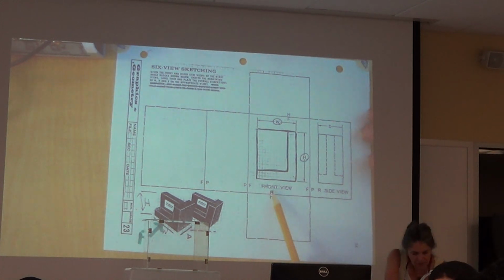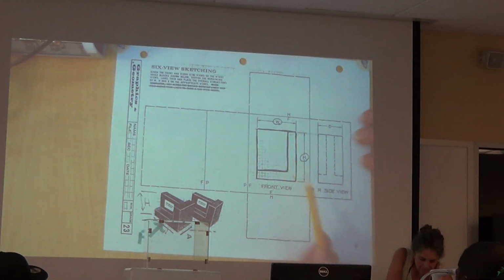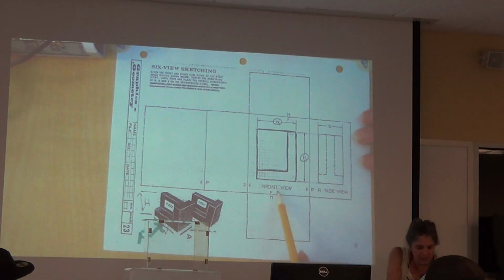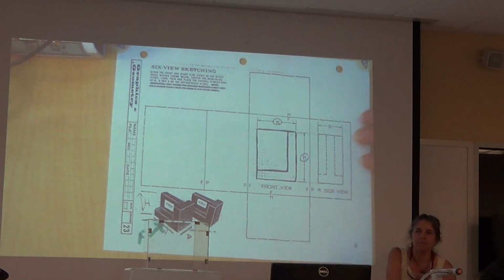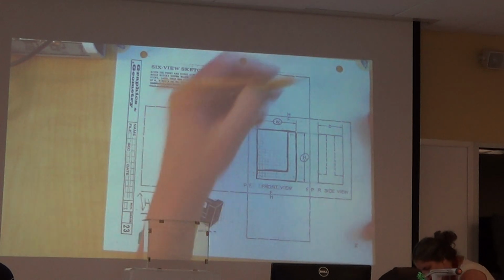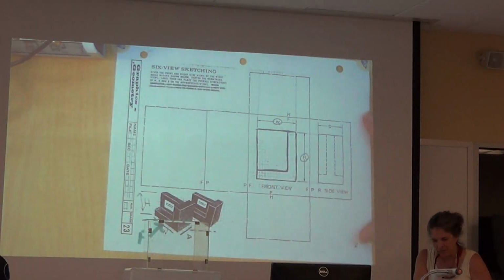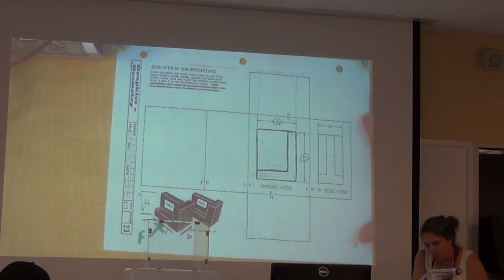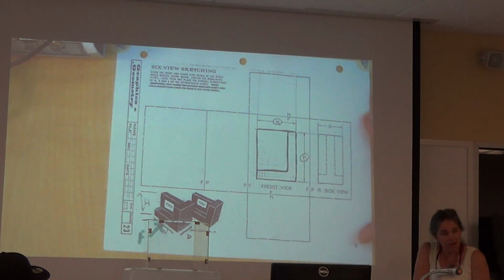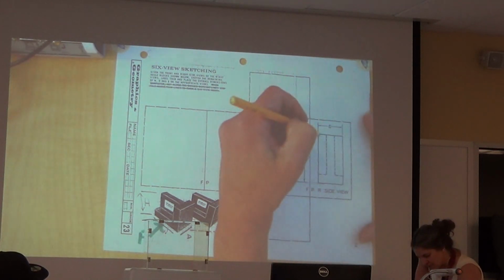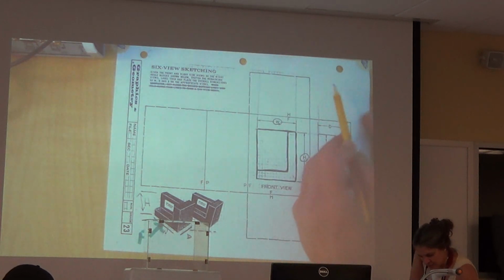What dimension does the front and the side view have in common? The height. They both have the same height. What dimension does the front view and the top view have in common? The width. What dimension does the side view and the top view have in common? Depth. So I'm going to go up, and I'm going to draw this.